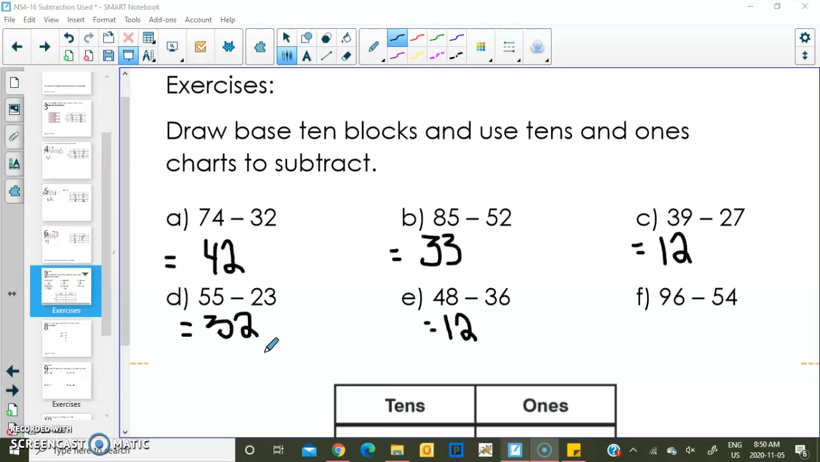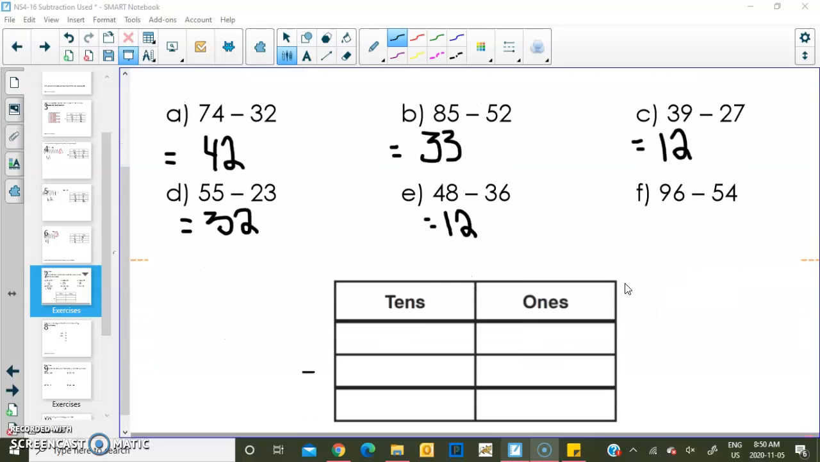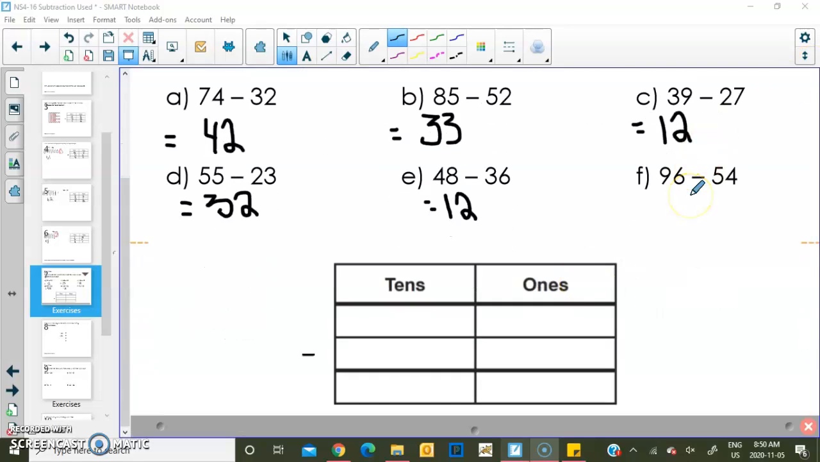Okay, welcome back, grade 4s. So I want you to check your answers. For A, you should have gotten 42. For B, 33. For C, 12. For D, 32. And for E, 12. Okay, and we're going to do F together. So we have 96 subtract 54.